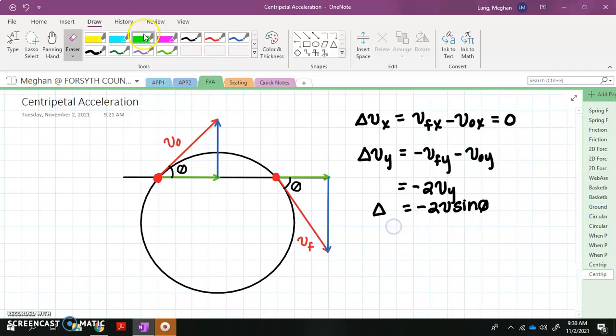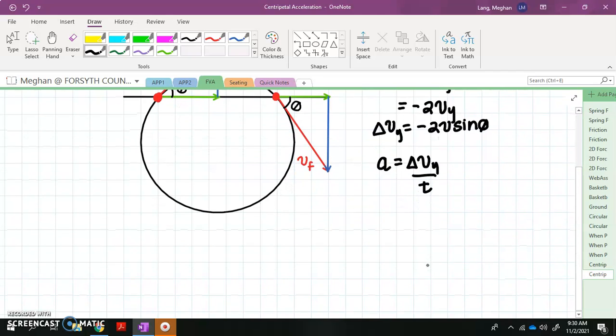Right, this was delta Vy. All right, so then I'm doing the change in velocity because I'm going to go back to the idea that acceleration is the change in velocity over time. So that makes my acceleration equal to negative 2 v sine theta over t.